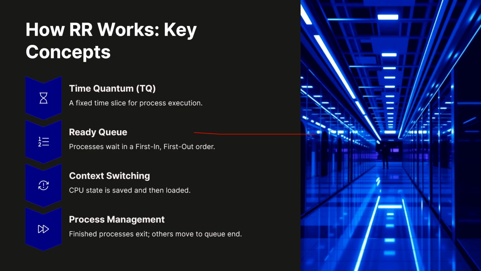Context switching. Every time the CPU switches to a new process, the system must save the old process state and load the new one. This introduces overhead. Process completion. Process management. Once a process finishes before its quantum is up, it leaves the queue. Otherwise, it is placed at the back of the queue.